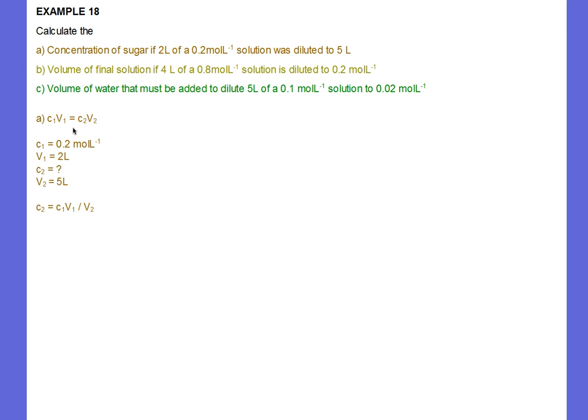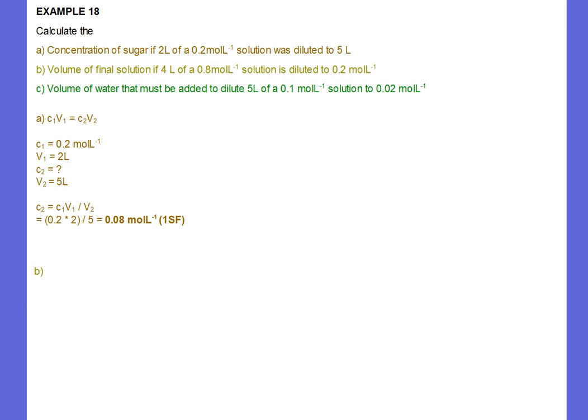Now, we can rearrange this equation by dividing both sides by V2 to make it C2 equals C1V1 divided by V2. Now we can substitute, that's just 0.2 times 2 divided by 5. It tells us the final concentration of the solution is 0.08 moles per litre, and that's to one significant figure, just like the data in the question.